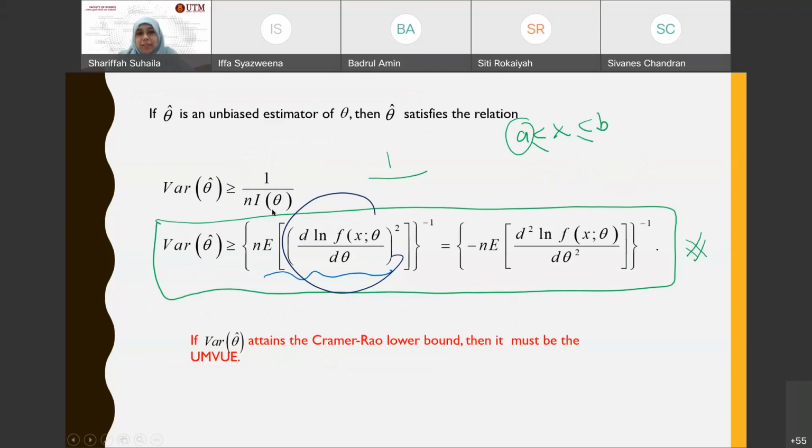So here, the I(theta) that we derived earlier, we substitute back, which is in terms of your expected value. But it can be written in terms of two cases.